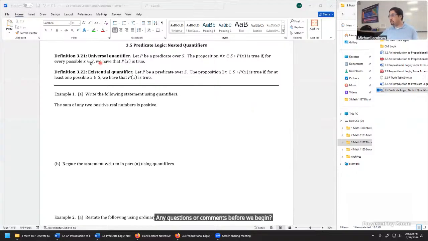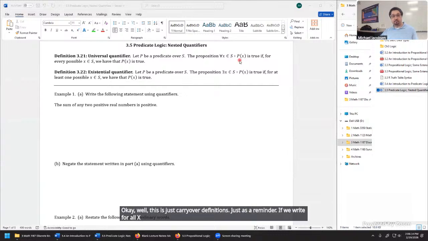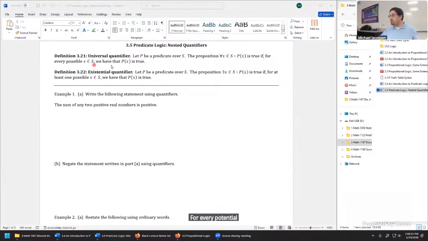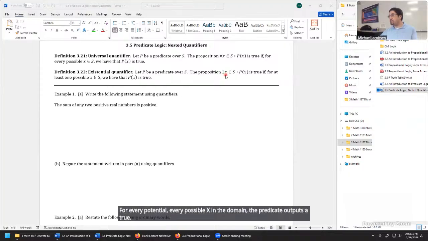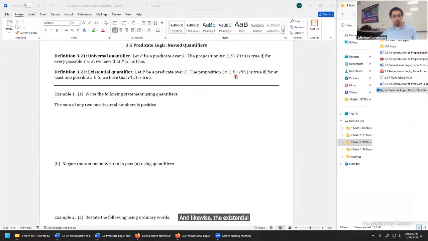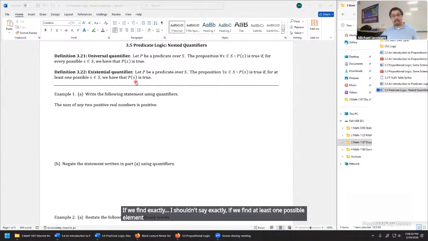Okay, well, this is just carryover definitions, just as a reminder. If we write for all x in S, P of x, we mean that this is going to be true if, for every possible x in the domain, the predicate outputs a true. And likewise, the existential statement will be overall true if we find at least one possible element in the domain that gives us a true statement.